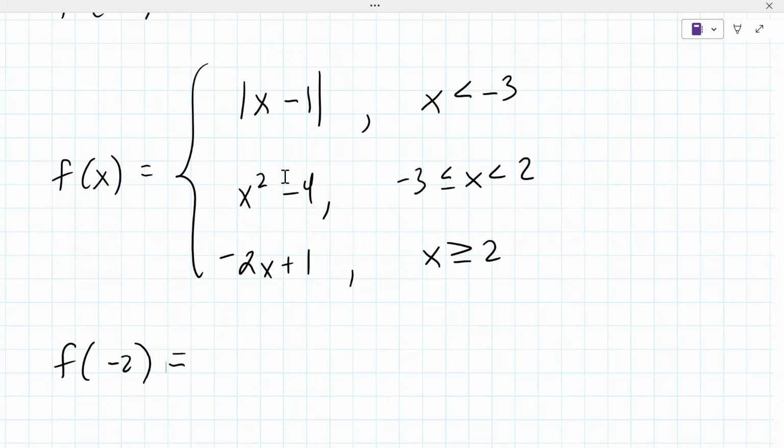All right, yeah. So then that would be minus two squared, which would be positive four minus four, which equals zero. Okay, very good. Could you find f of 2? All right, f of 2 would be x is greater than or equal to 2. So then that would be minus 4 plus 1, which is negative 3.